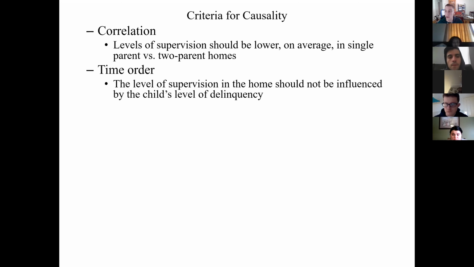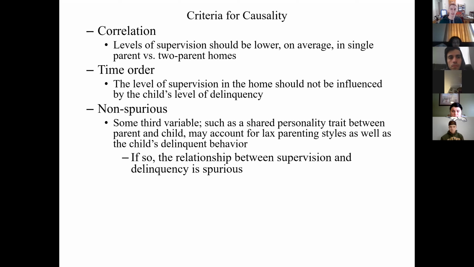And then after that, you see the child engaging in a much more risky behavior. Okay, so time order is really important here. What came first, the chicken or the egg? That's the kind of thing we're getting at. So you have correlation or association, time order, and then you have to show that the relationship between X and Y is genuine or non-spurious.